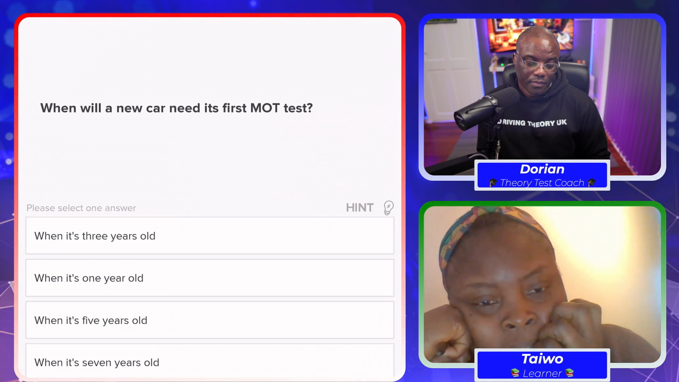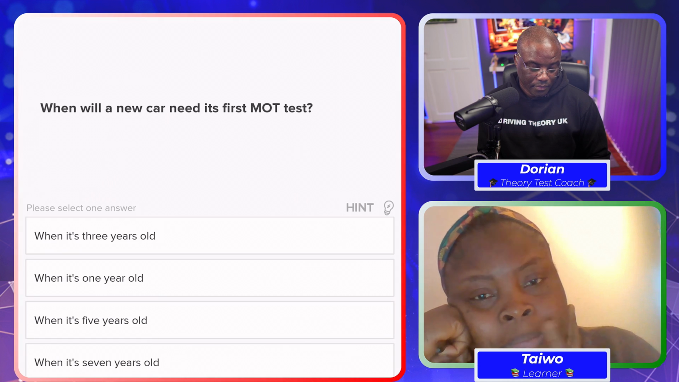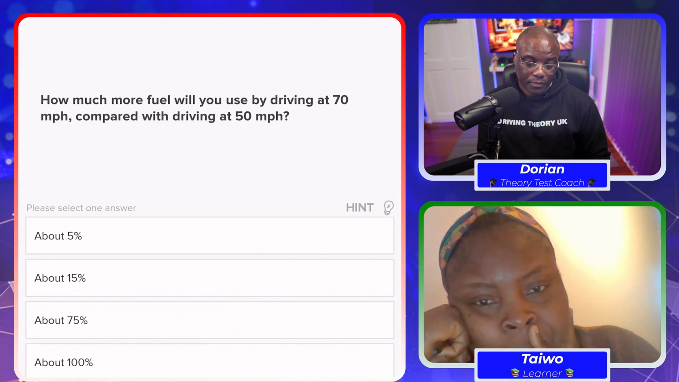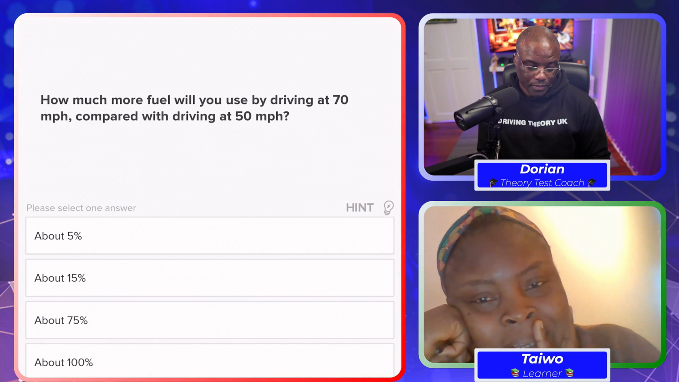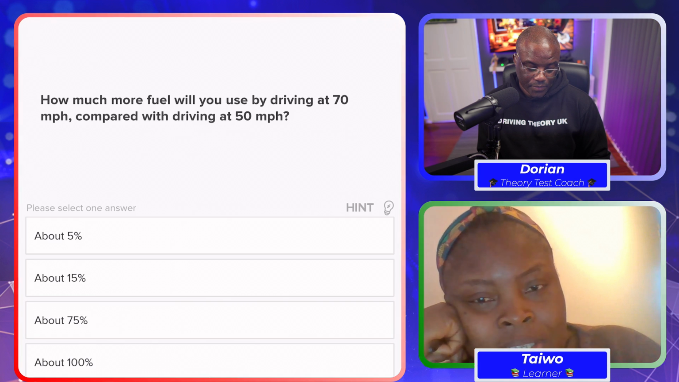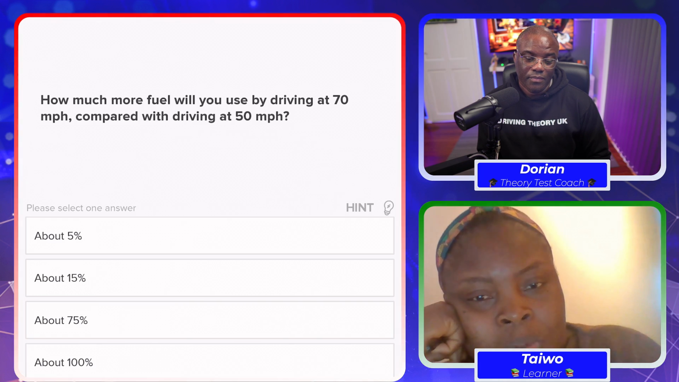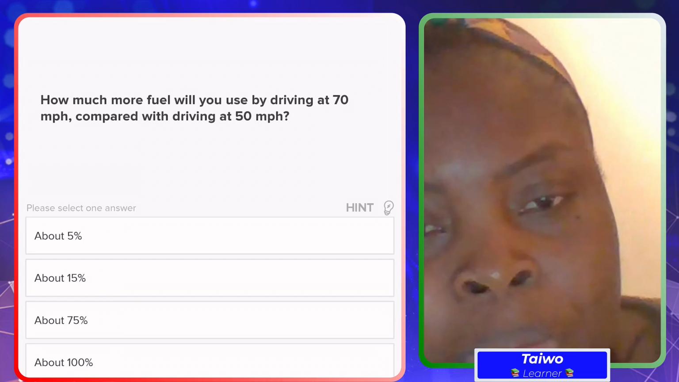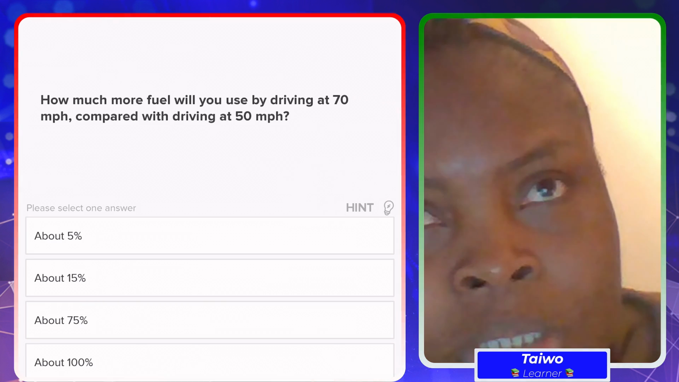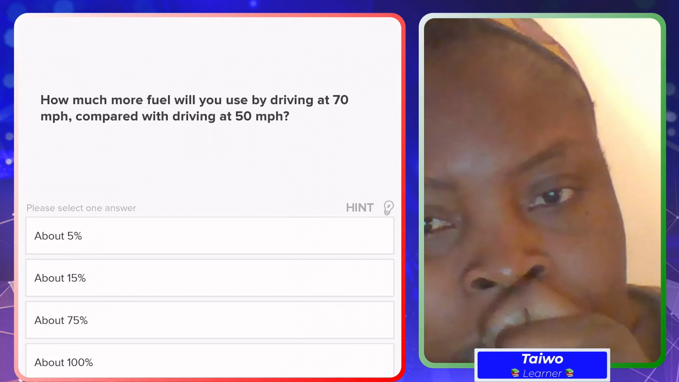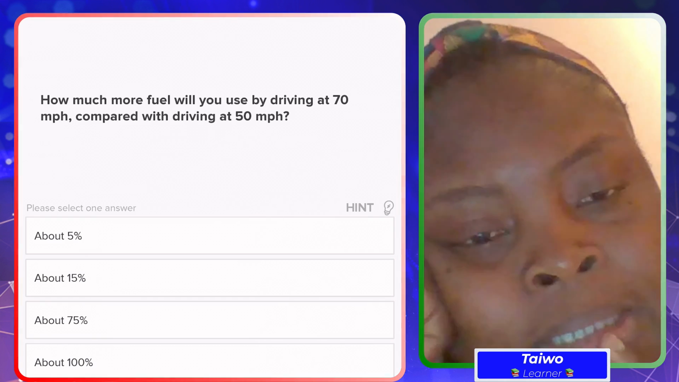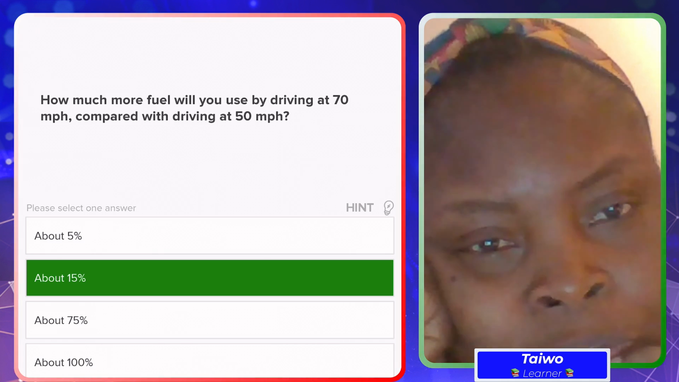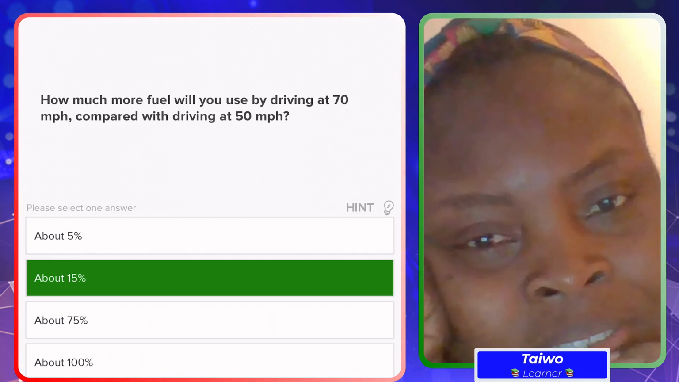Will a new car need its MOT? It's 3 years. A. Okay. How much more fuel will you use by driving at 70 miles per hour compared to 50? 15%. Because I know I picked 5% for this one. Do you want me to flag it? Or you're alright with it? Okay.